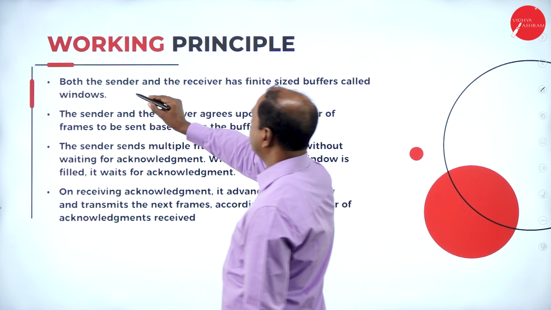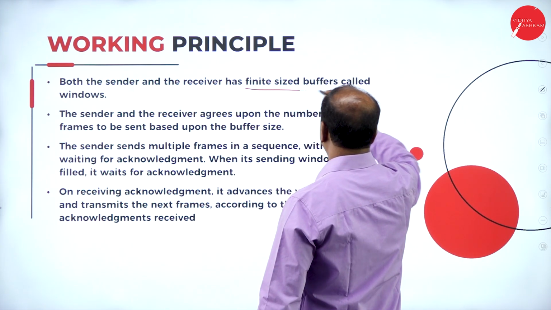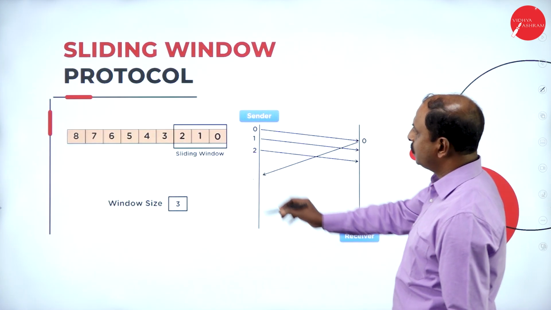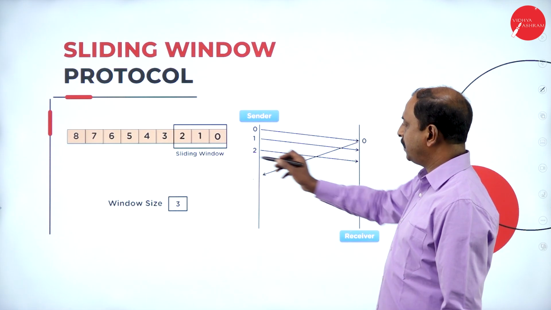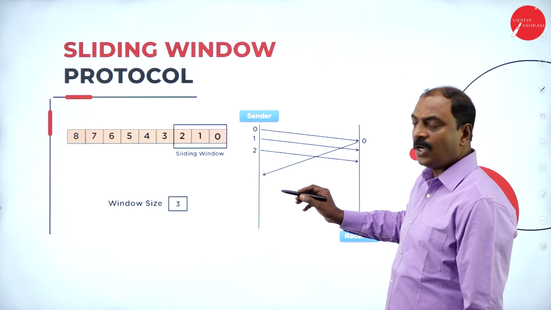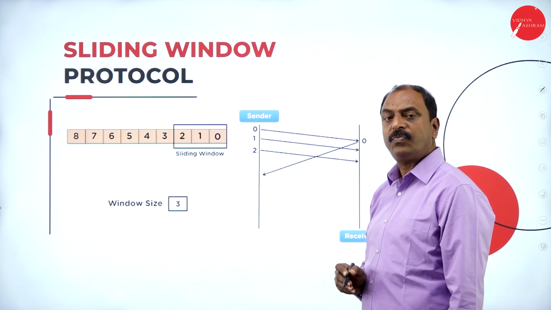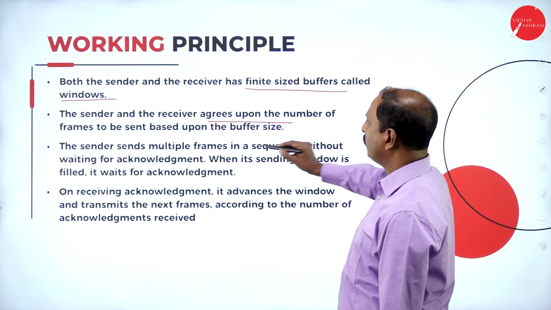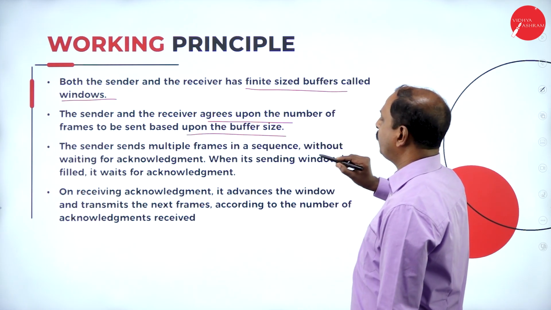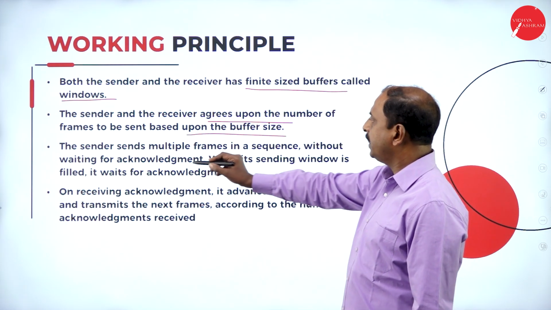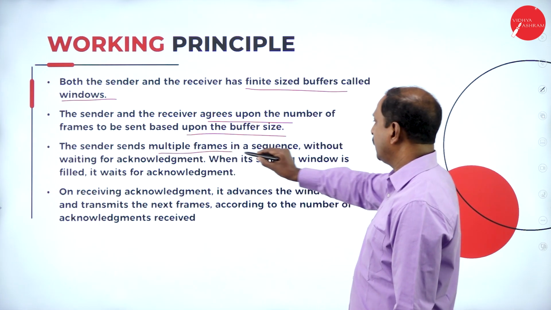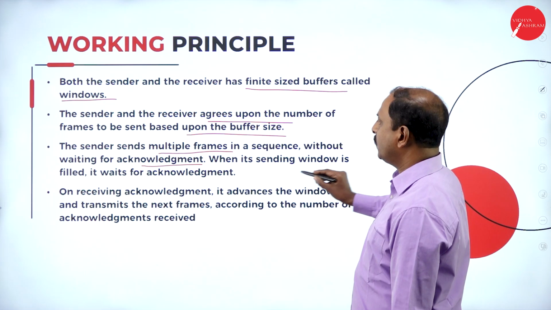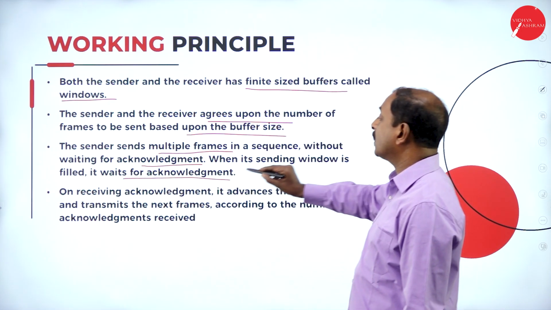Both the sender and receiver have finite size buffers called windows. That is what you've seen in the previous slide. Before sending data, both of them will agree upon the window size, or the number of frames in the window. The sender and receiver agree upon the number of frames to be sent in the buffer. That is the meaning of buffer size. The sender sends multiple frames in a sequence without waiting for acknowledgement. When the window is filled, it waits for acknowledgement.